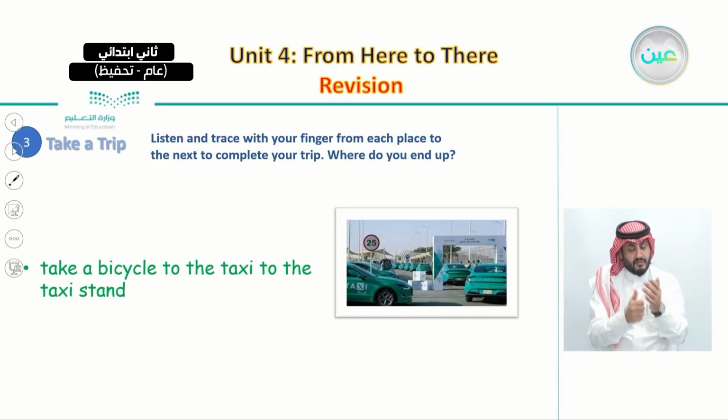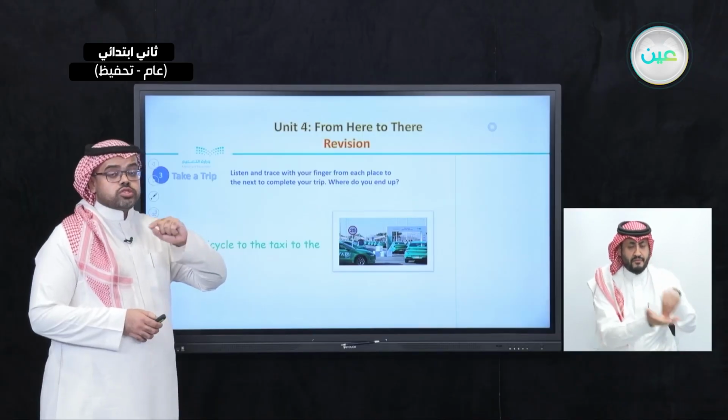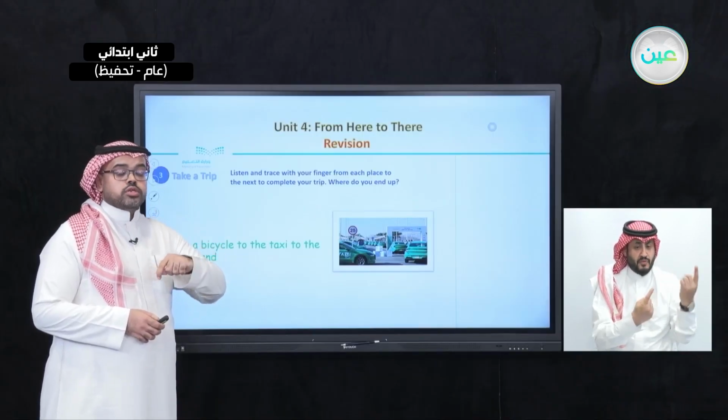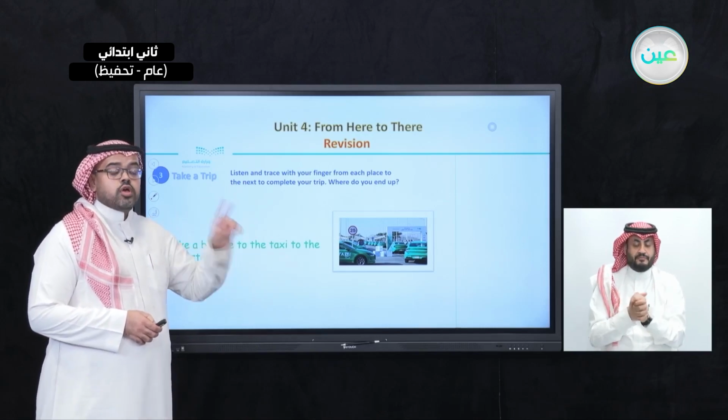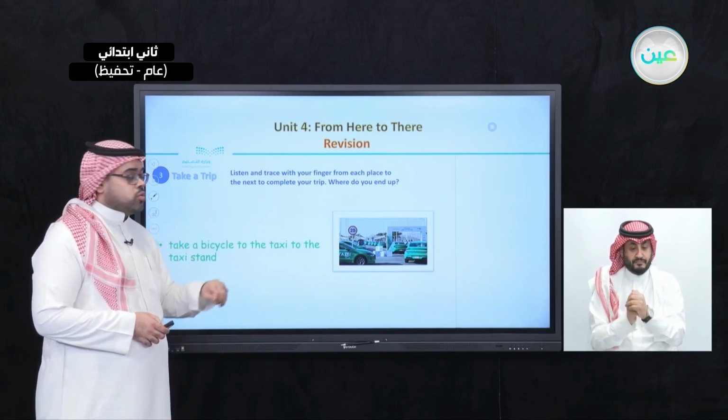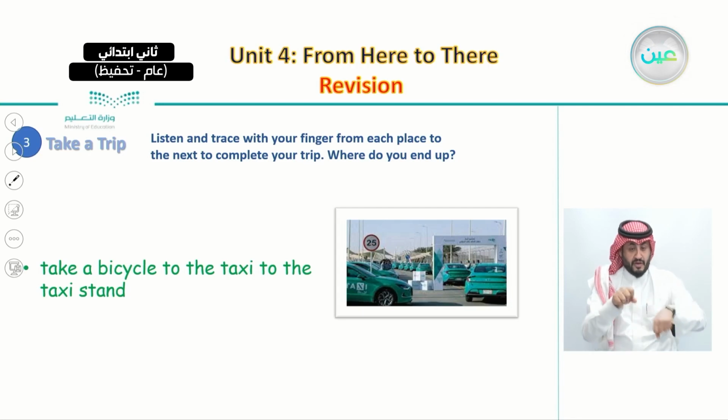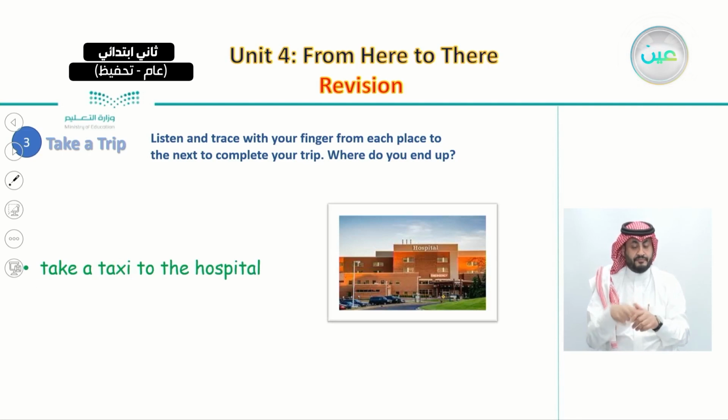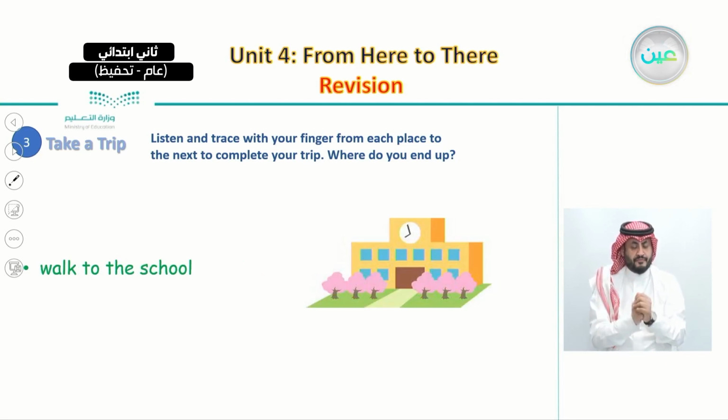So the other exercise is to take a trip, where we listen and point with our fingers to the different modes of transportation, starting from step number 1 of our trip to the last step. So the first step was to take a bicycle to the taxi stand. And the second one is to take a taxi to the hospital.